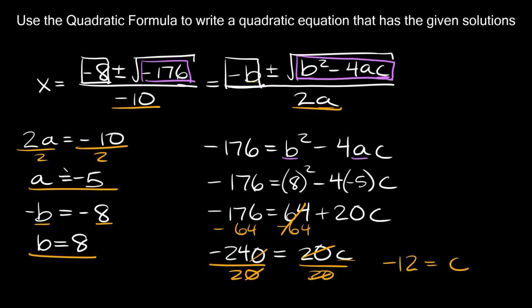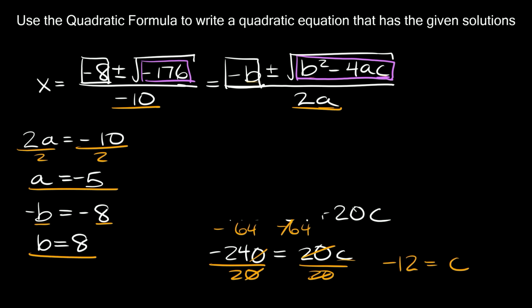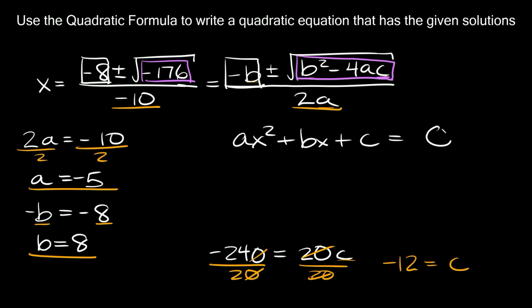Okay, so now that we know what a, b, and c are equal to, now we can plug those back into the quadratic equation. So we're going to write that in standard form. So standard form is ax squared plus bx plus c is equal to 0. Okay, but now we know what a, b, and c are equal to, right? So a is equal to -5, so -5x squared. B is equal to 8, so plus 8x, and c is -12, right? So minus 12 is equal to 0.